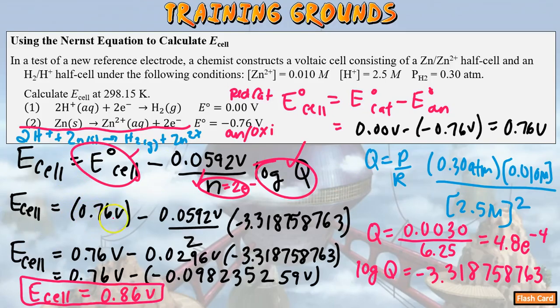So when I plug everything in, I get 0.76 volts minus 0.0592 divided by 2, multiplied by negative 3.318, of course, this long number. Now, what I tend to do first is my division. Once I did my division, I got 0.0296, and then I multiplied this number by the negative 3.318 number, and I got negative 0.098235259 volts. Now, this number is negative. In order to finish off the expression, I'm going to take 0.76 volts minus my negative number here, which means they're going to be added together, and I get 0.86 volts as my final answer, which is the non-standard cell potential for this question, folks.